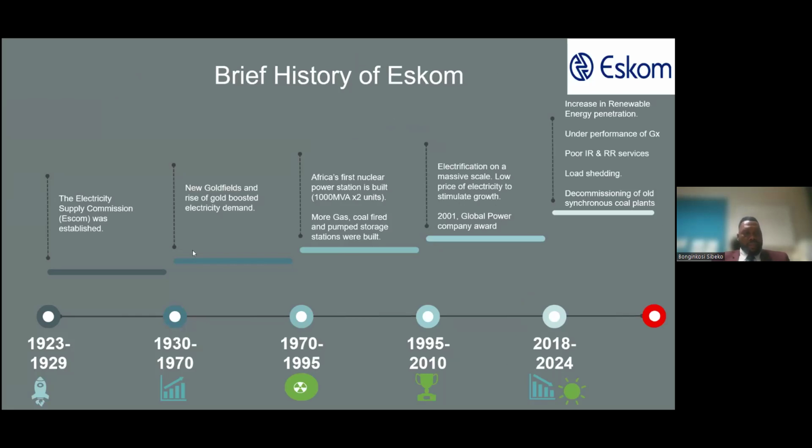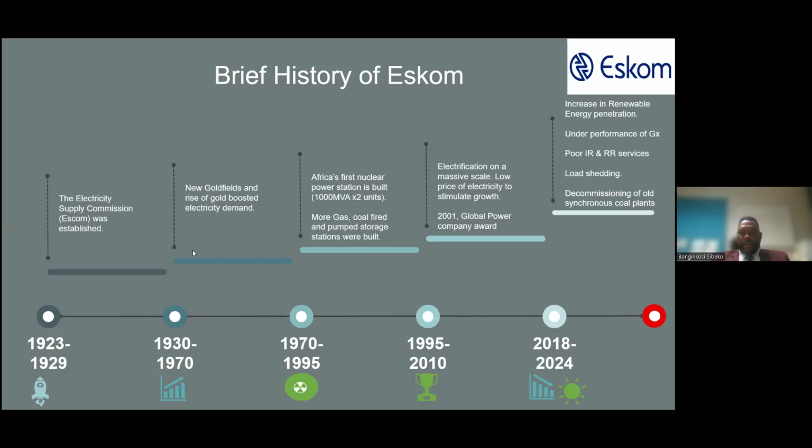Eskom was founded in 1923, and it was called the Electric Supply Commission. Then in around 1930, there was a boom in the gold fields, and the rise of gold boosted electricity demand. Around 1970s to 1995, we installed the first nuclear power station in Africa. It comprises two units, about 1,000 MVA each. Then we built more gas-fired turbines, coal-fired, and also pump storage stations.